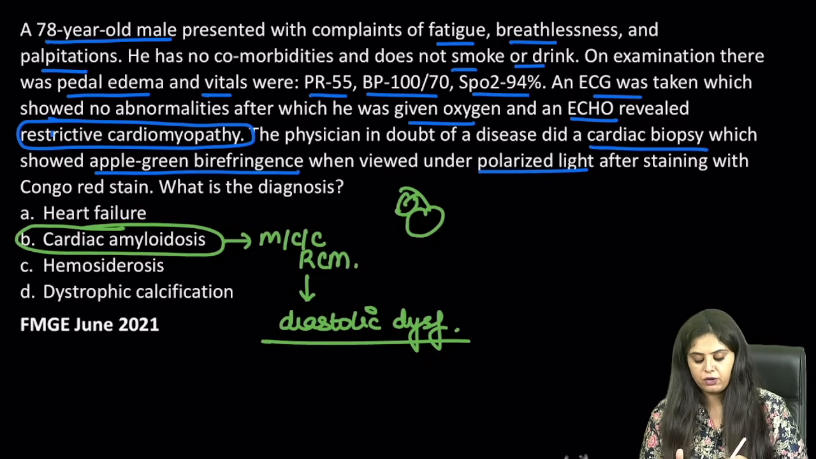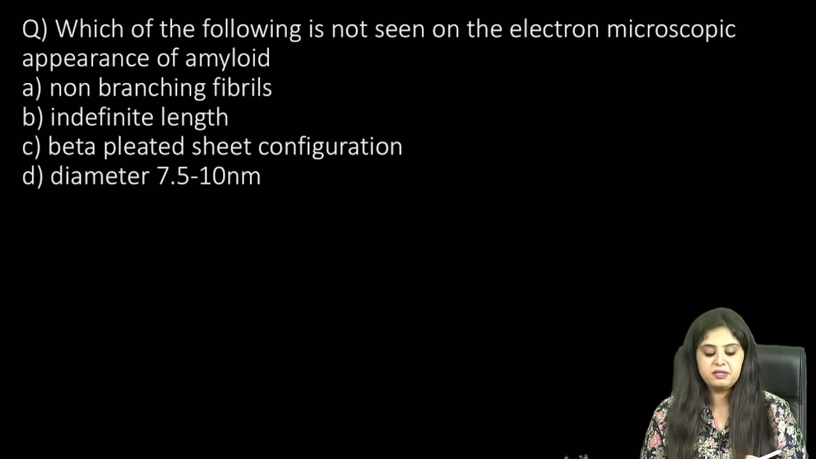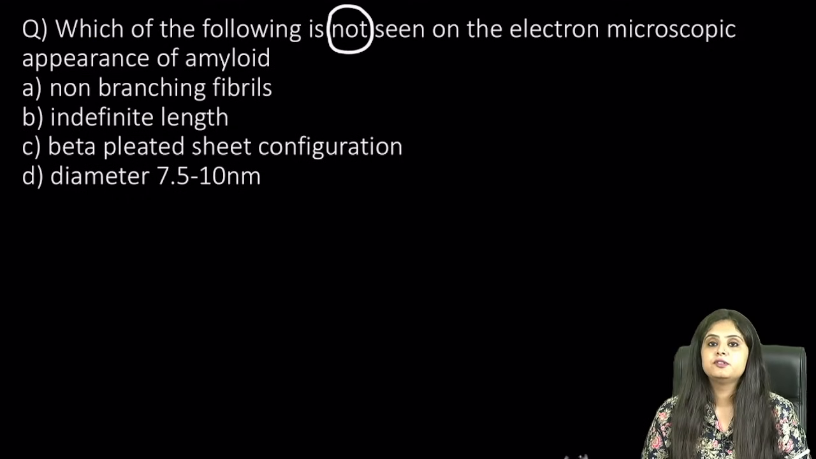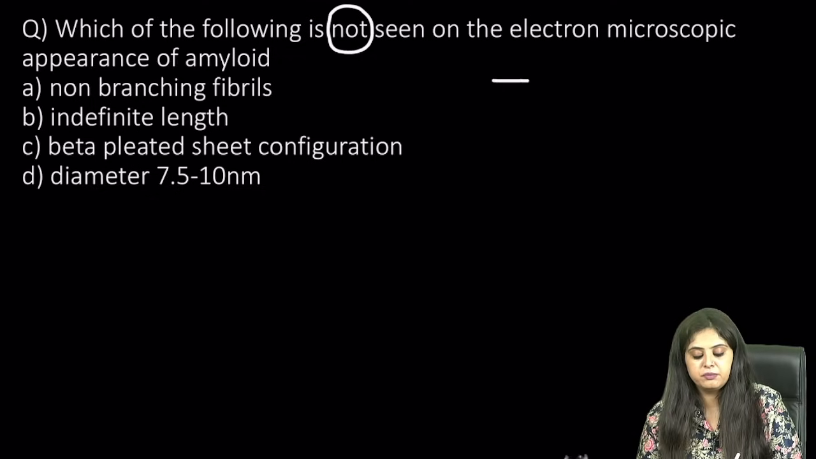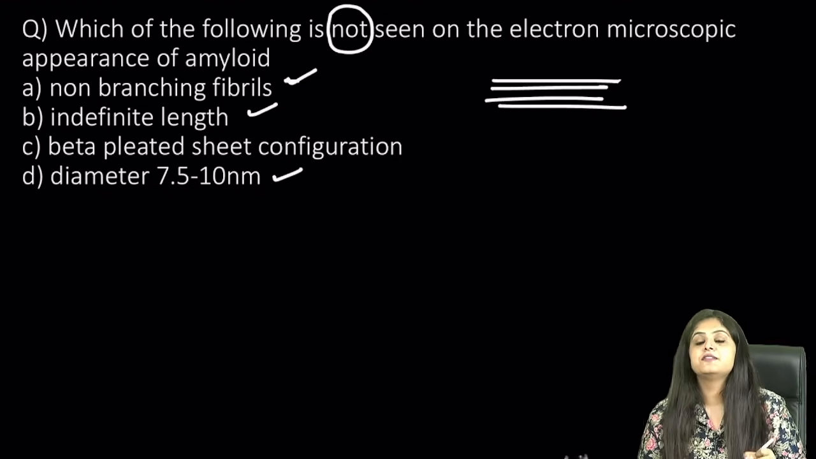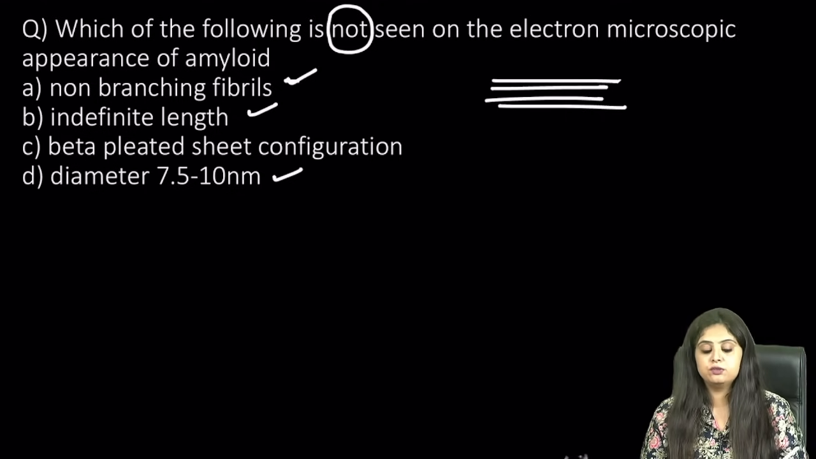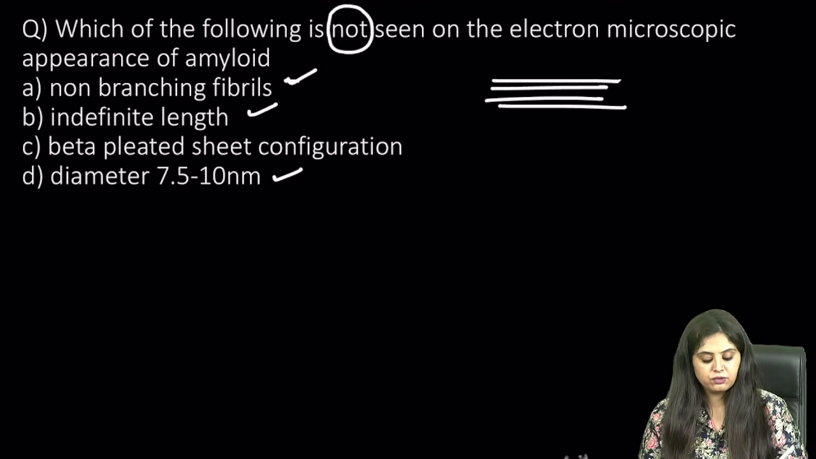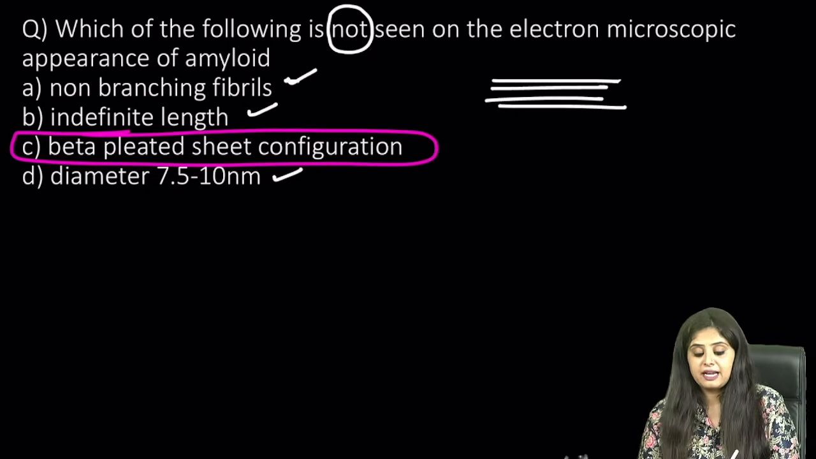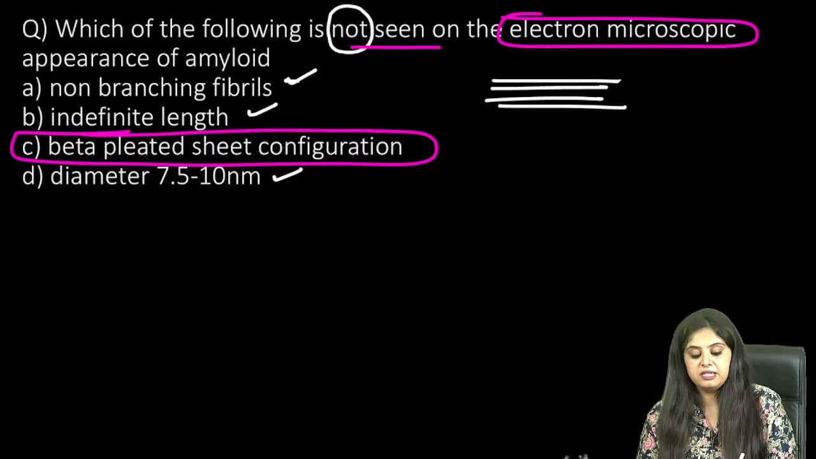Because we are talking about amyloid, your next question is to do with amyloid and a PYQ, which says which is not seen on the electron microscopic appearance of amyloid. So do you see non-branching fibrils? Yes, these are fibrils. Do you know their length? No, they have an indefinite length. Do you know their diameter? Yes, it is 7.5 to 10 nanometers. The diameter is known. So which is not seen on electron microscopy is beta pleated sheet. But you will say, ma'am, amyloid shows us beta pleated sheets, but that is not seen on electron microscopy. Beta pleated sheet configuration is going to be seen on a technique that is known as X-ray crystallography.